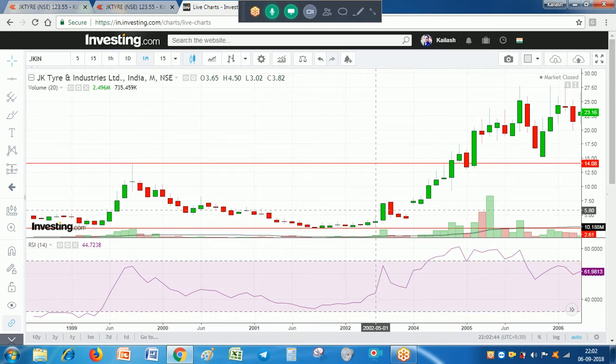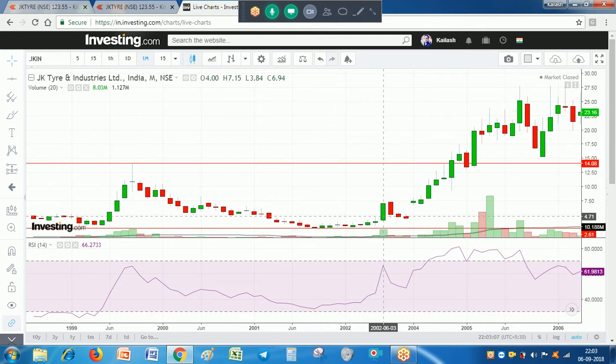Look at this big candle. This month it gave a very big movement from 4 to 7 rupees, almost doubled. It opened at the 4 level and made a high of somewhere around 7.15. Approximately it has doubled in just one month's time.